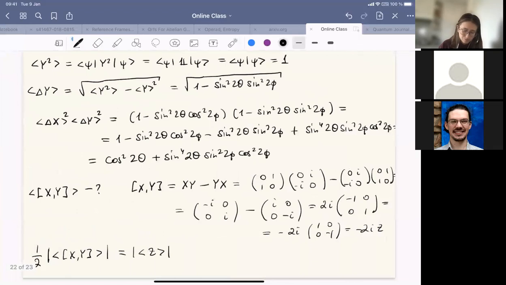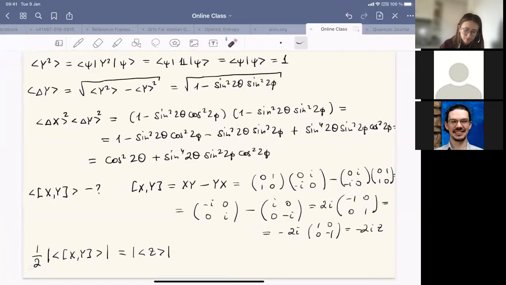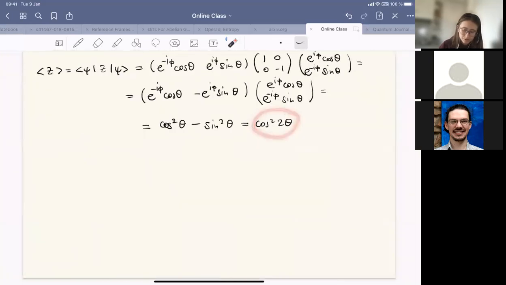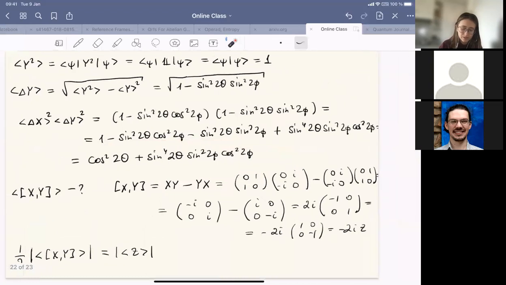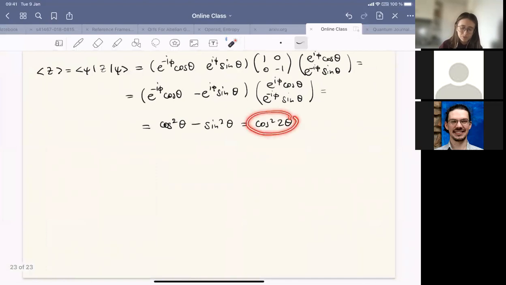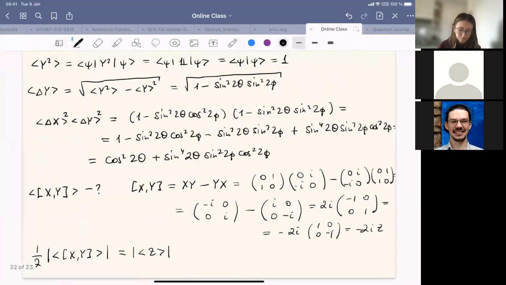And now we can trivially see that indeed, if we take this expression and compare it to this expression here, what we get is that this expression is larger or equal to this expression. So basically, what we get is delta x, delta y is bigger or equal than 1/2 of the modulus of the x, y average. Because this term here is always bigger or equal than zero.